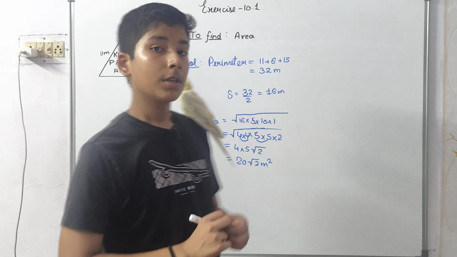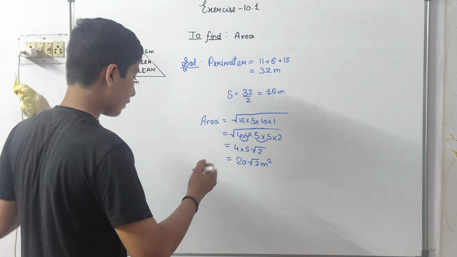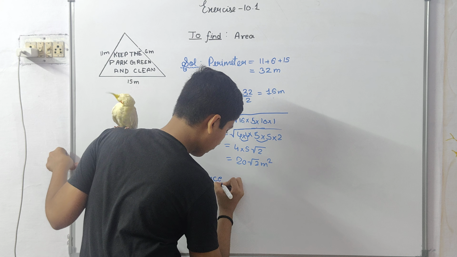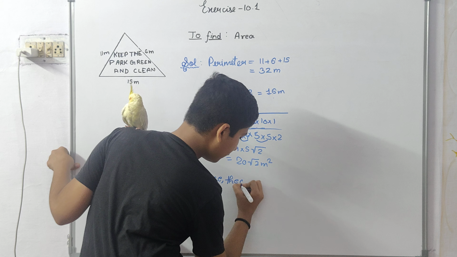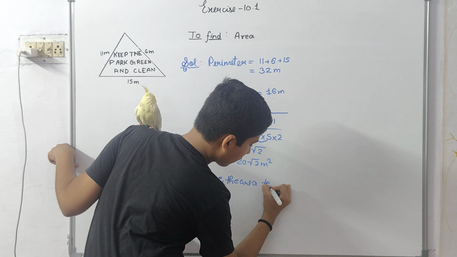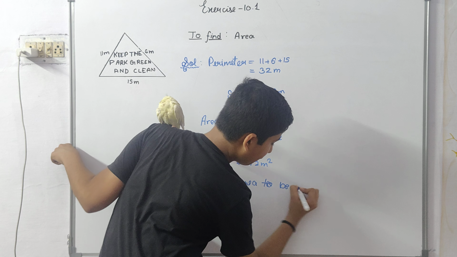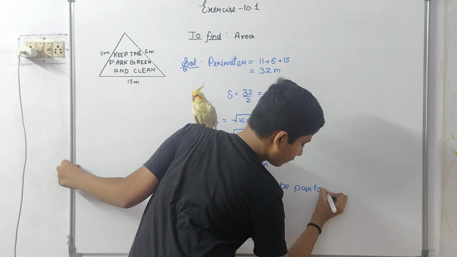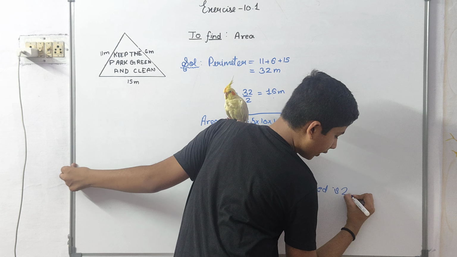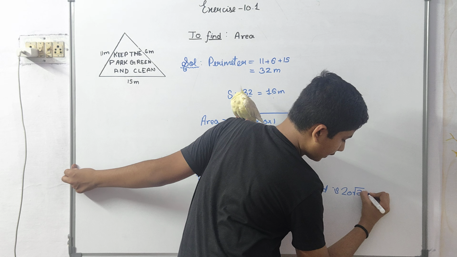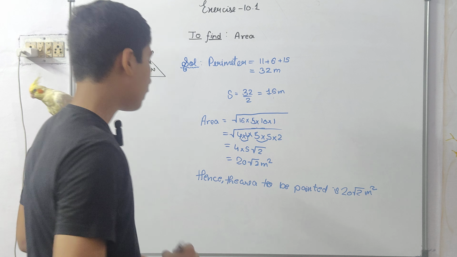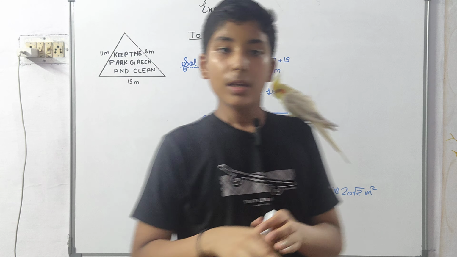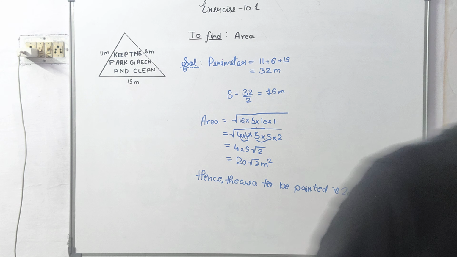This is our answer. We'll write the statement: hence the area to be painted is 20 root 2 meters square. Hence the area to be painted is 20 root 2 meters square. Now let's further come to our next question.